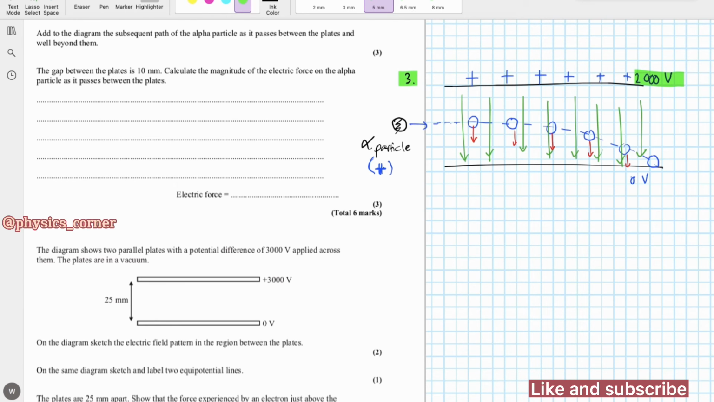The gap between the plates is 10 millimeter. This is 10 millimeter, and then we need to change it into meter. 10 millimeter is actually the same as 1 times 10 to the power minus 2 in meter. Calculate the magnitude of electric force on the alpha particle as it passes between the plates. Particle alpha, guys. We don't know, but wait.